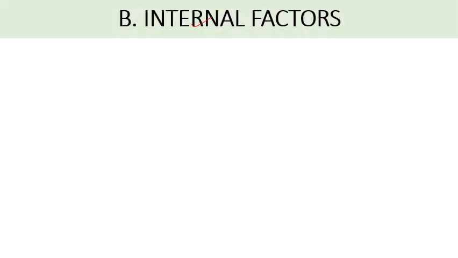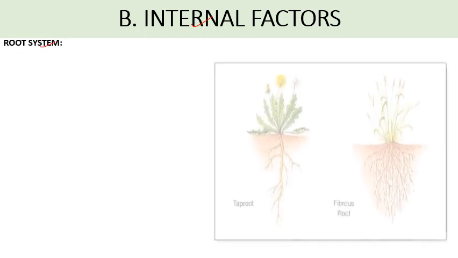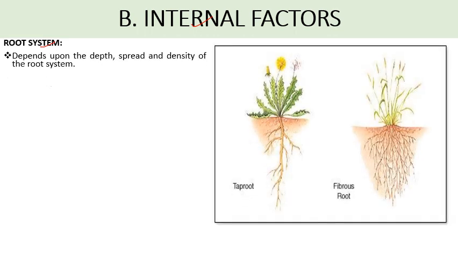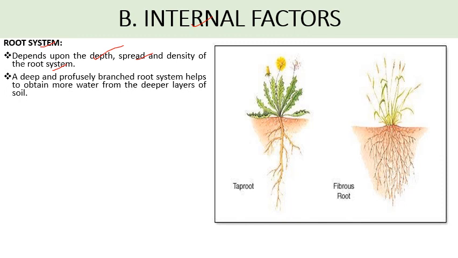Next are internal factors. It involves the root system. Plants with a well-developed root system have greater water absorbing capacity as compared to plants with a poor root system. It depends upon the depth, spread, and density of the root system. A deep and profusely branched root system helps to obtain more water from the deeper layers of soil.